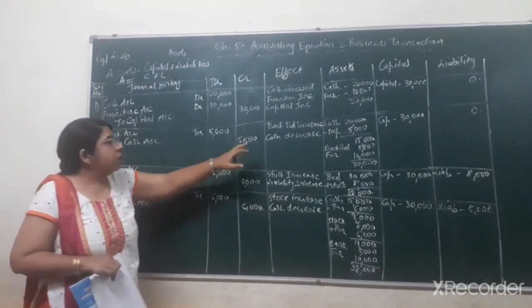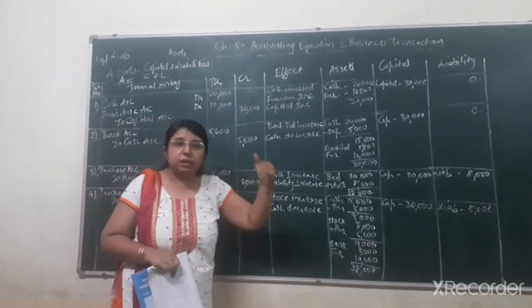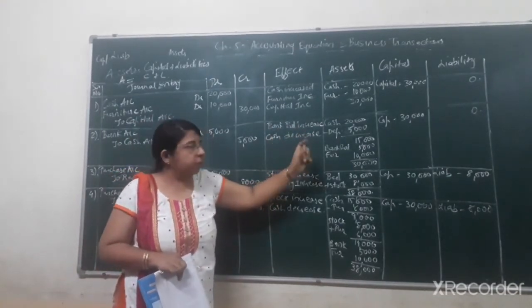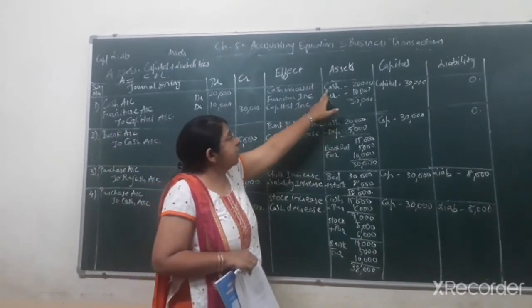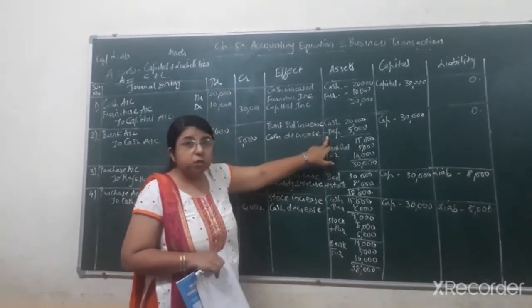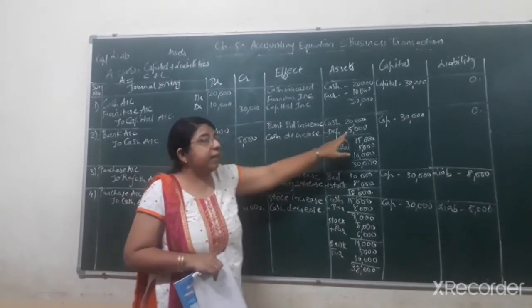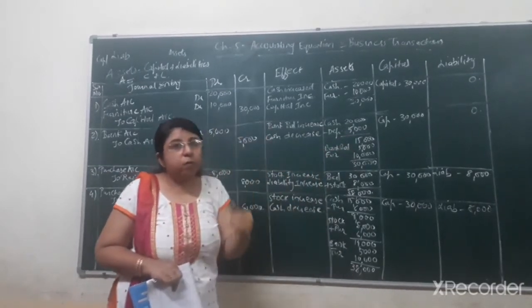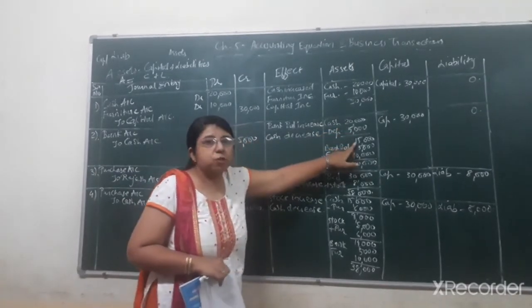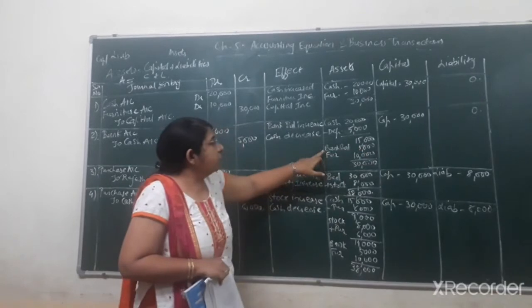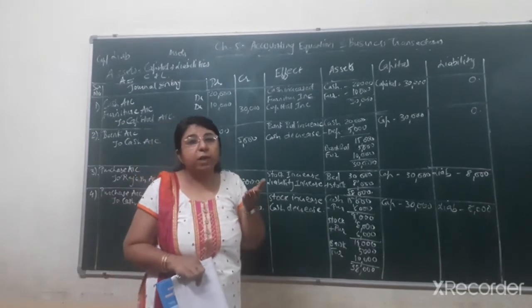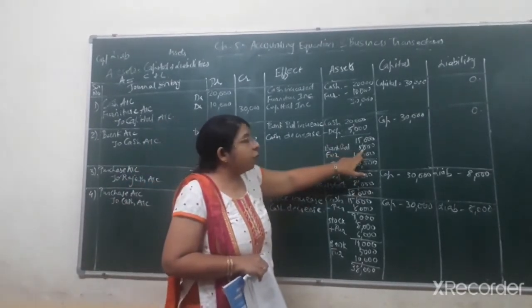Now what would be the effect of this? We have deposited cash in the bank, so bank balance will increase and cash will decrease. Previously the cash balance was 20,000. We have deposited 5,000 cash in the bank, so 5,000 cash will be reduced from the firm. So 20,000 minus 5,000, the remaining cash balance would be 15,000. The bank balance of the firm will increase, so a bank balance is created of rupees 5,000.